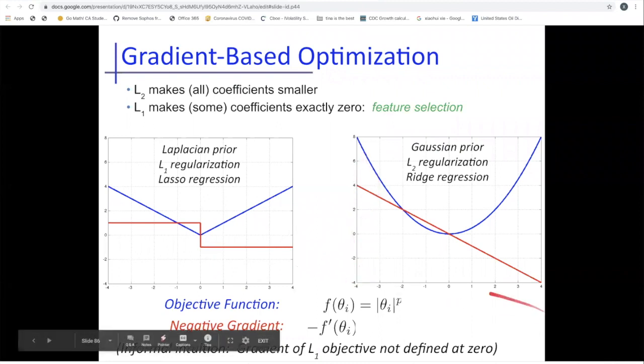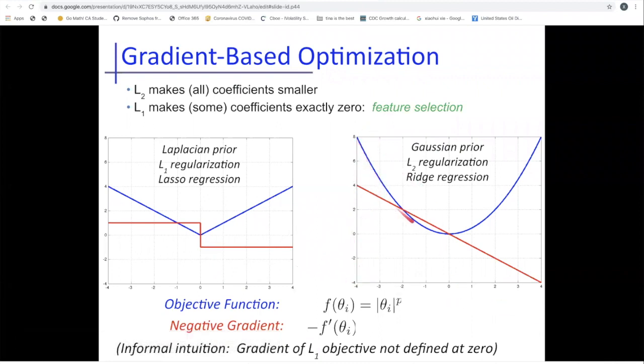In the one-dimensional space, suppose for the L2 norm-based regularization, the gradient of the L2 norm regularization is simply a linear term. If you think about it, the derivative of theta square is 2 theta.